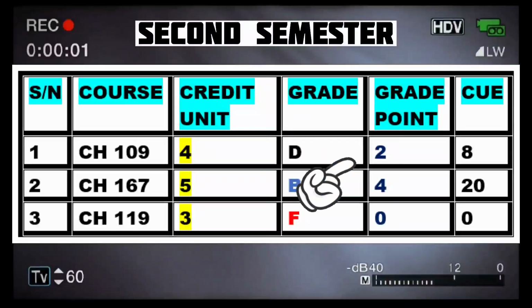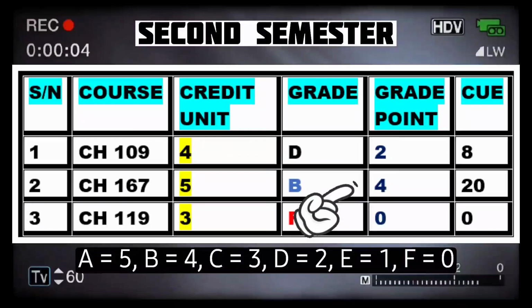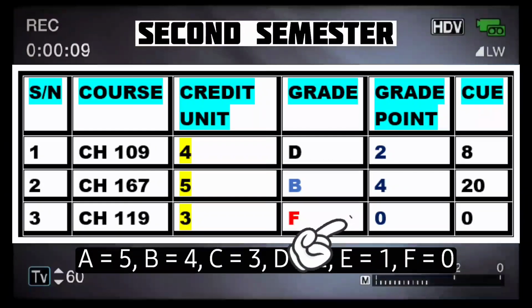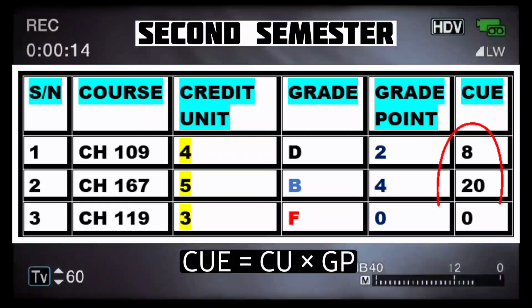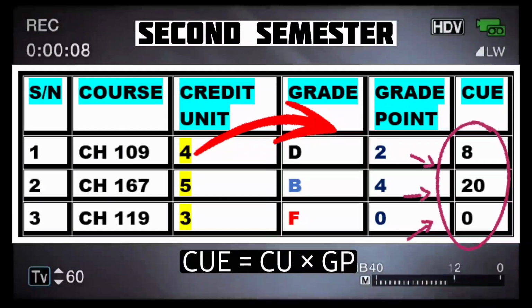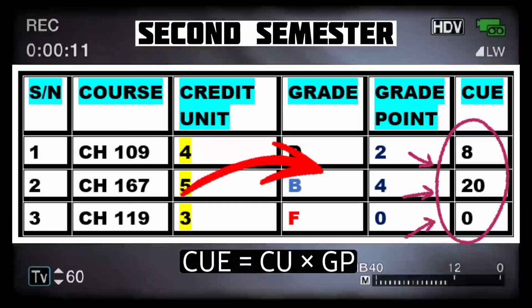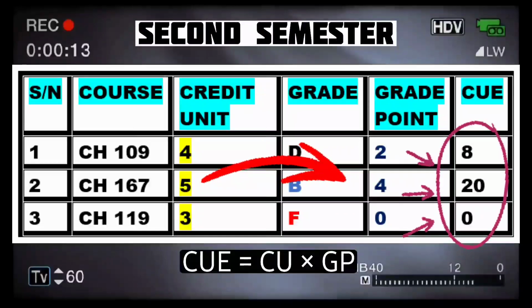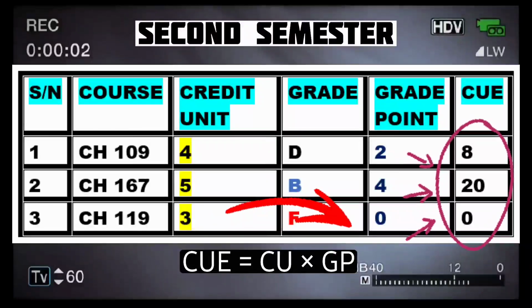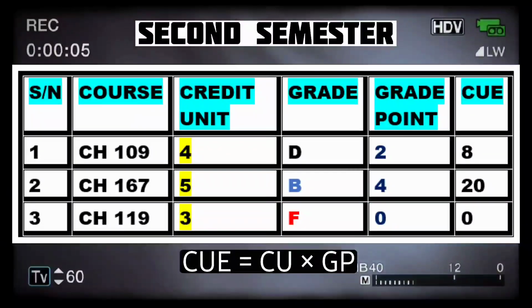Remember we still have grade points. For a D, you have 2 points. For a B, you have 4. For an F, you get 0 grade point. So how do you get your cumulative unit earned? Again, do the multiplication just as we've done previously: credit unit multiplied by the grade point. For Chem 109, we have 4 multiplied by 2, which is 8. 5 multiplied by 4 is 20. Then Chem 119, 3 multiplied by 0 is 0. See the effect of carryover?